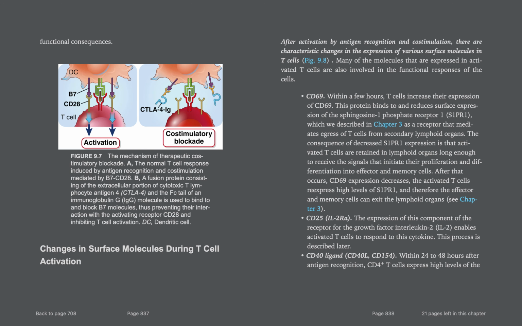In the remainder of this chapter, we will describe these steps, the underlying mechanisms, and functional consequences. So, like in this description, a very nice diagram, you see there's the dendritic cell, which is the antigen-presenting cell. We have B7, CD28, then we have the T cell. When these work together, there is activation. But when we see costimulatory blockade, we see there is CTLA4-Ig, and when it binds, it can block the costimulatory effects. So let us read a little bit about the instruction there.